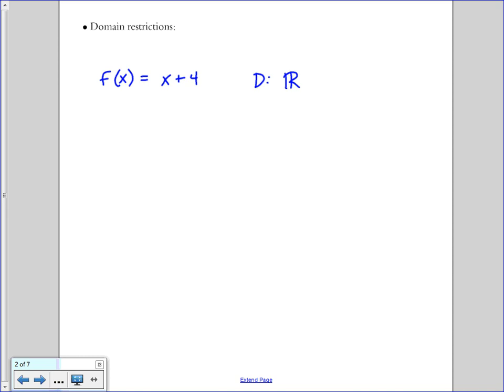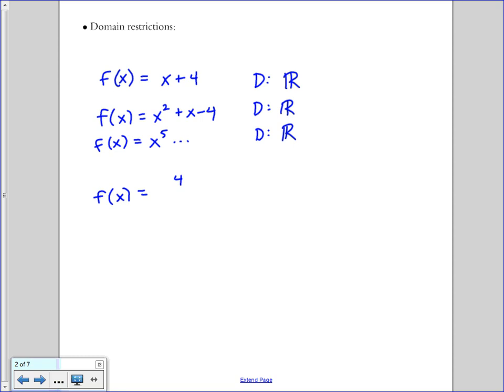If you've got any polynomial function, if it starts with x to the second power, if it starts with x to the fifth power, any function that's just a polynomial, there are no restrictions on what x can be. It could be positive, it could be negative, it could be a fraction, it could be irrational. There are no restrictions. When you do get restrictions is if you have a function with x in a denominator, because we know that a denominator cannot equal 0 or it will be undefined.